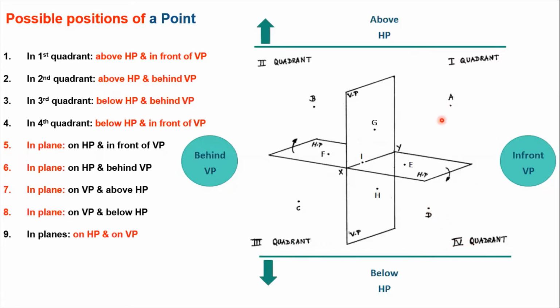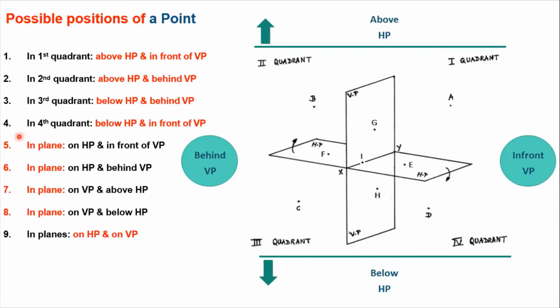So now let us define these points. For point A, we can say that it is above HP and in front of VP. For point B, it is above HP and behind VP. For point C, it is below HP and behind VP. For point D, it is below HP and in front of VP. So you can see the description in red: above HP in front of VP, above HP and behind VP, below HP and behind VP, below HP and in front of VP. So these are the first 4 positions of a point.